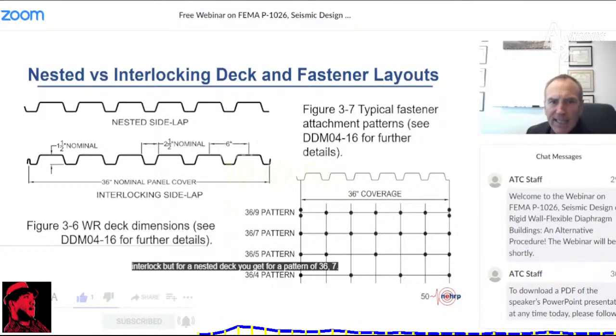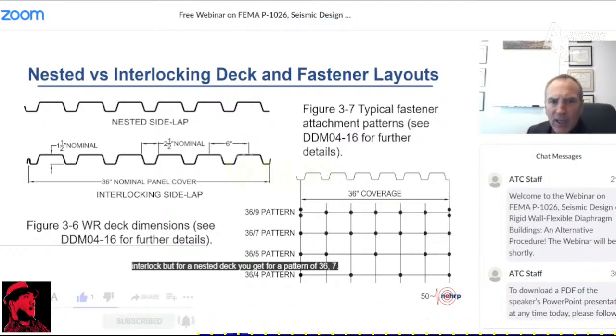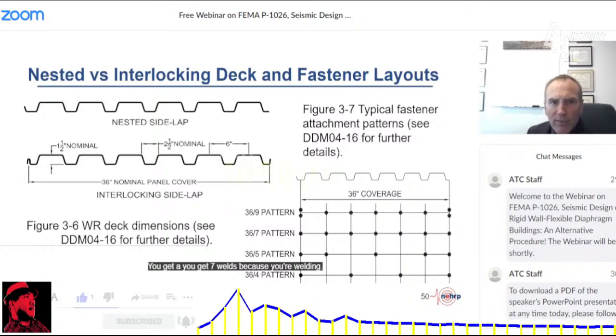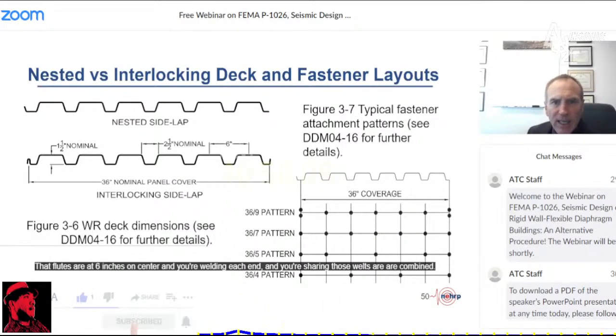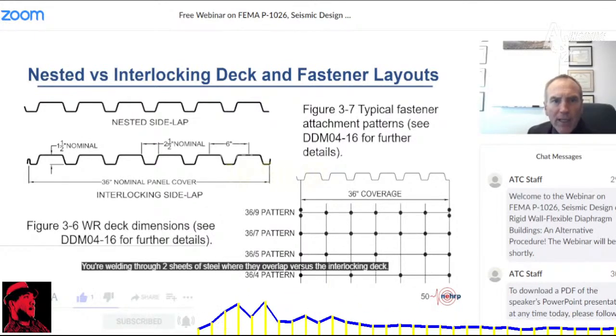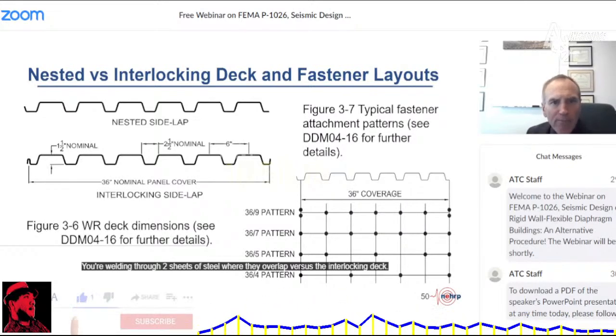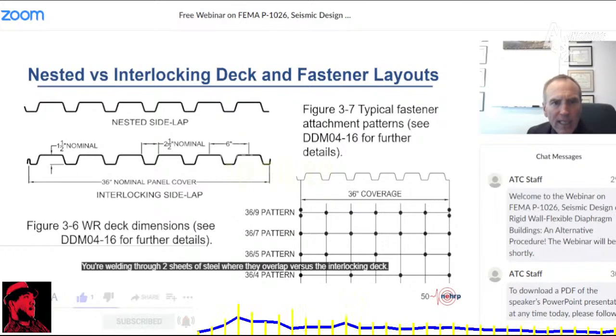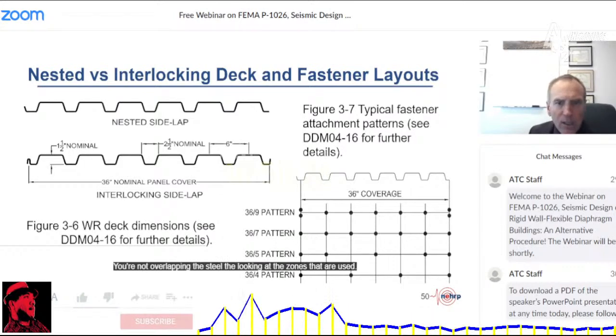But for a nested deck, for a pattern of 36-7, you get 7 welds because the flutes are at 6 inches on center and you're welding each end. Those welds are shared, combined. You're welding through 2 sheets of steel where they overlap, versus the interlocking deck, where you have to provide a weld to each side of the interlock, so you're not overlapping the steel.